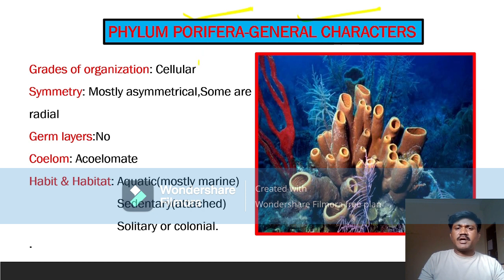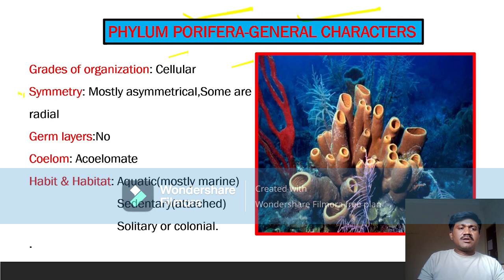Let us try to understand the general characteristics of poriferans. Okay, what type of characteristics do they have? The first characteristic feature is the grade of organization. They show cellular level of organization, meaning their body is composed of what? Cells. There are no tissues, no organs, no organ systems, only cells are there. Tissues are not formed in their body. That is why such organization is the cellular level of organization.